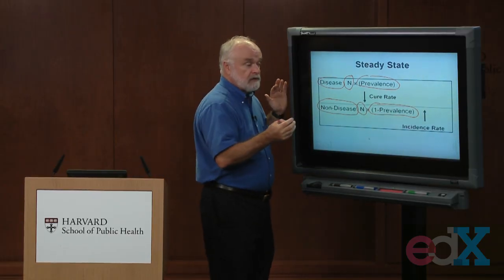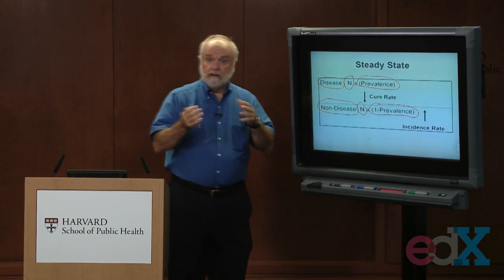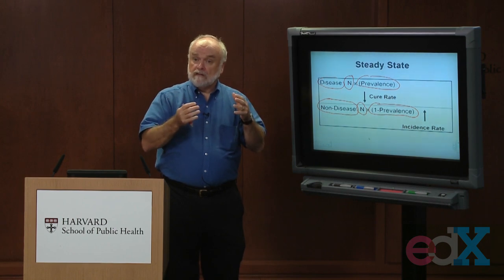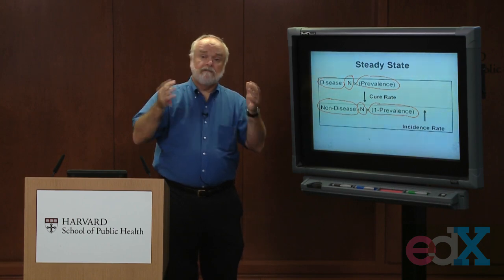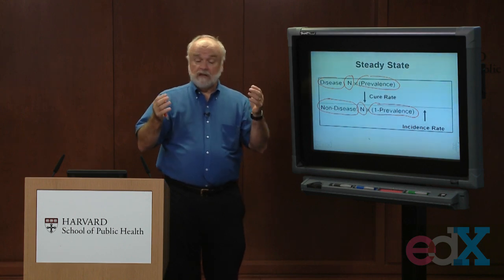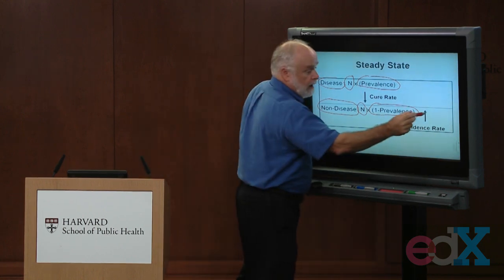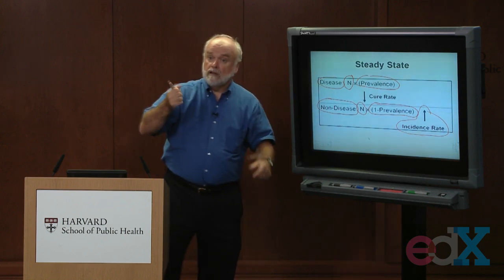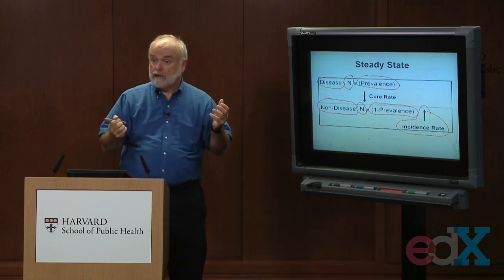These two arrows are describing the movement, the forces that describe the development of disease among the non-diseased people and the development of cure among the diseased people. So the bottom arrow here, which I label incidence rates, is describing how many cases of disease occur in a population that's being followed over time.